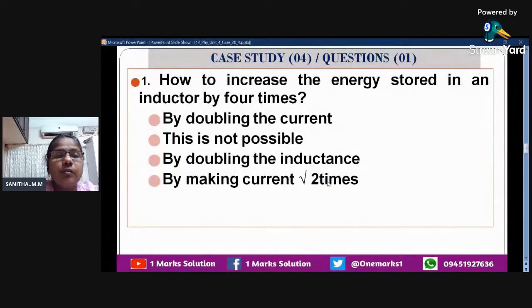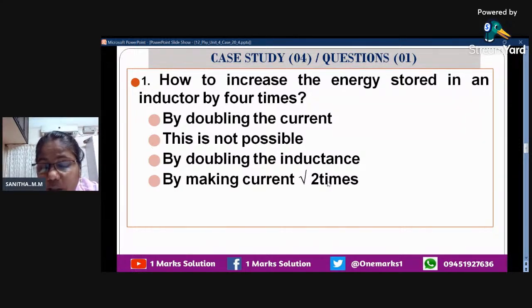So, let us move on to the questions. How to increase the energy stored in an inductor? What is the equation for energy? Half L i squared, 1 by 2 L i squared. L is the inductance and I is the current. So how will you increase the energy stored? And this equation is very important. Half L i squared.